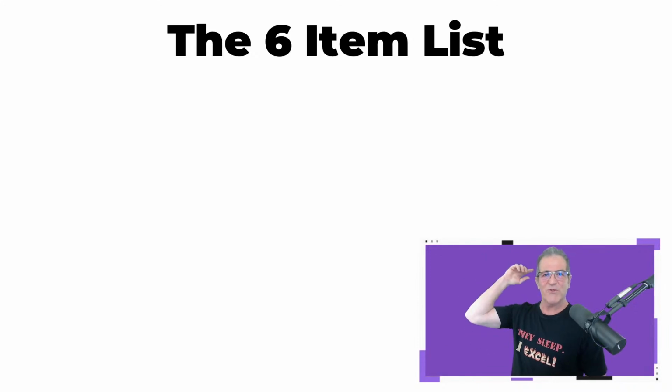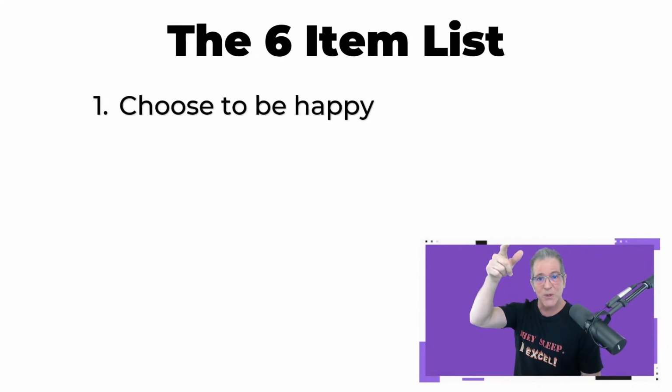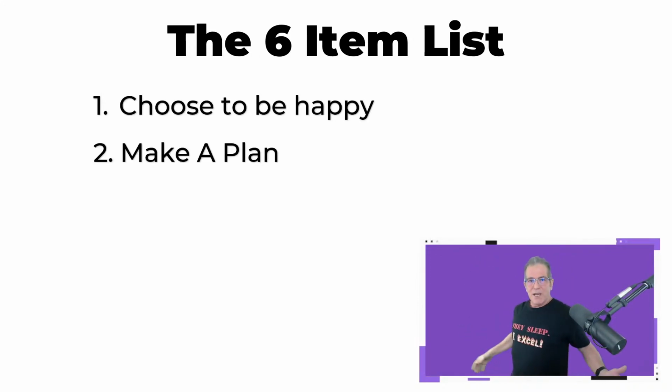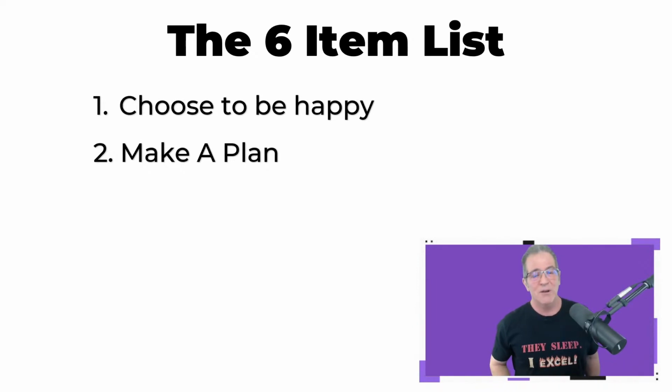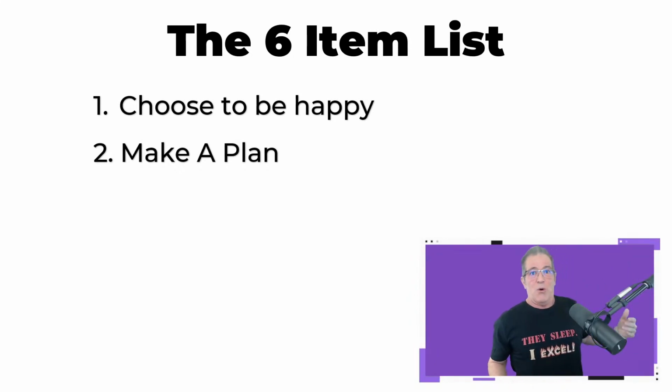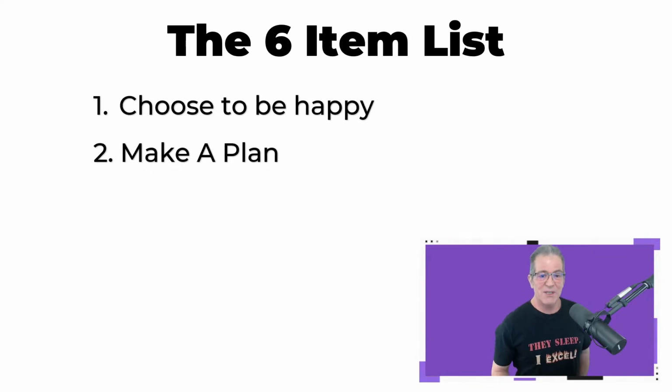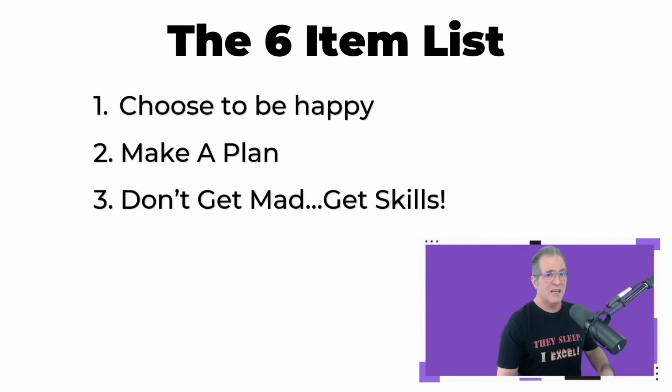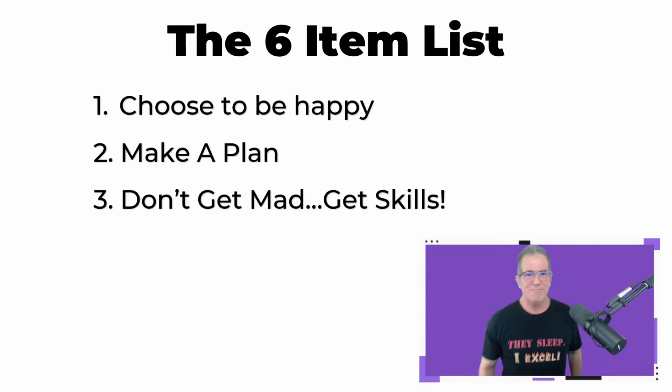And when we get up, the first thing we do is choose to be happy. And right after that, make a plan. Most of us don't need to make a plan because yesterday, before we ended our work day, we updated our 6-item list so that when we wake up today and choose to be happy, it's even easier to be happy because we know that we have a plan to achieve our definite major purpose of the day. And most of all, don't get mad.